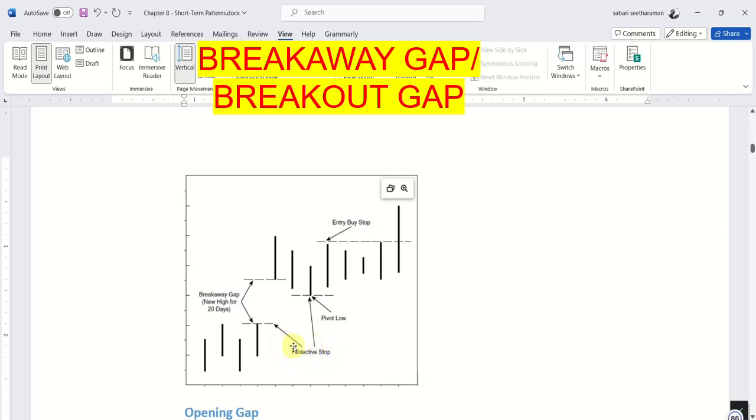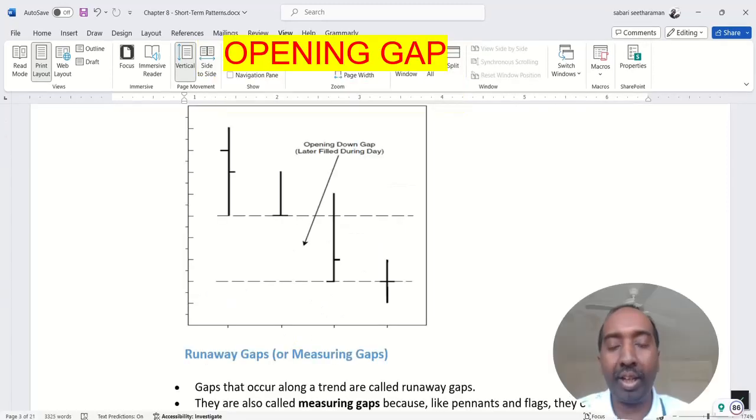If the gap is filled immediately, a stop and reverse might be appropriate, because a sudden failure in a gap is often followed by a large move in the opposite direction from the gap direction. Opening gap: if the price of the current day opens beyond the range of yesterday, then it is an opening gap. There is an upward opening gap and a downward opening gap.